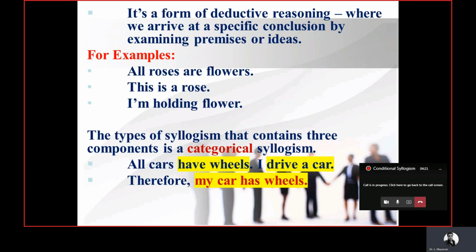The type of syllogism that contains three components is a categorical syllogism. Like all cars have wheels. I have a car. Therefore, my car has wheels is the conclusion. It's a type of categorical syllogism.